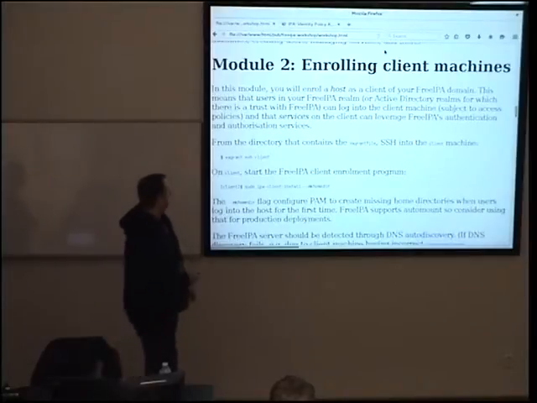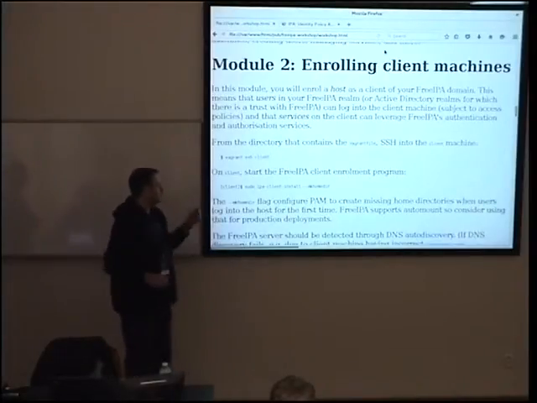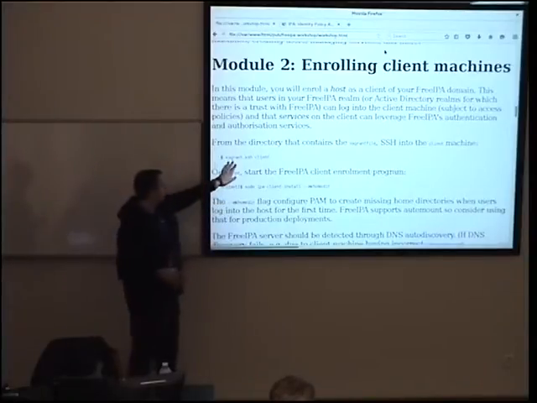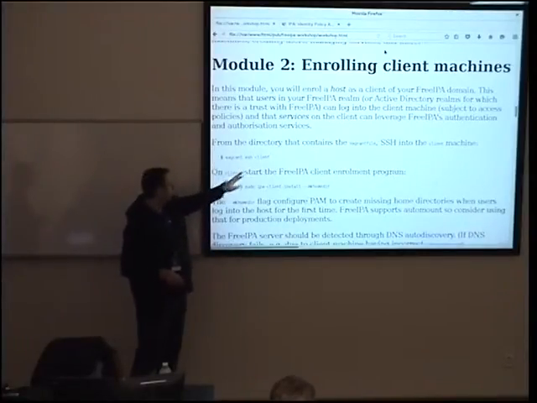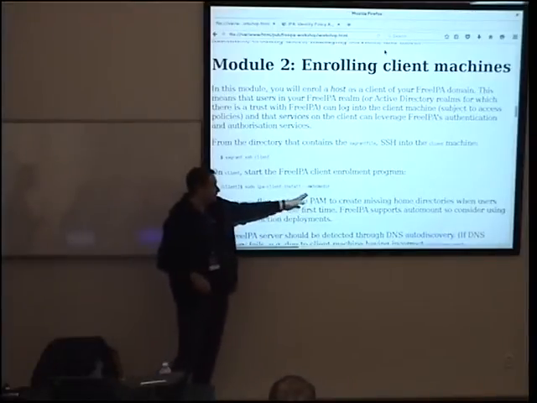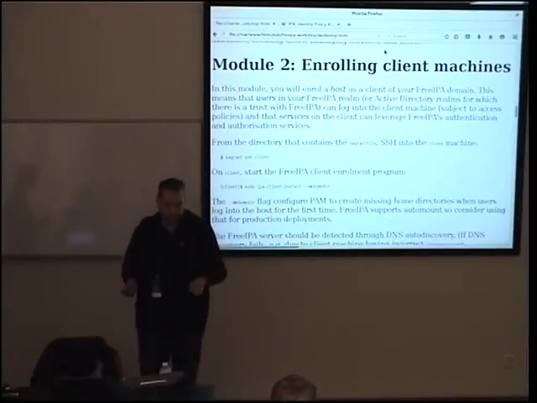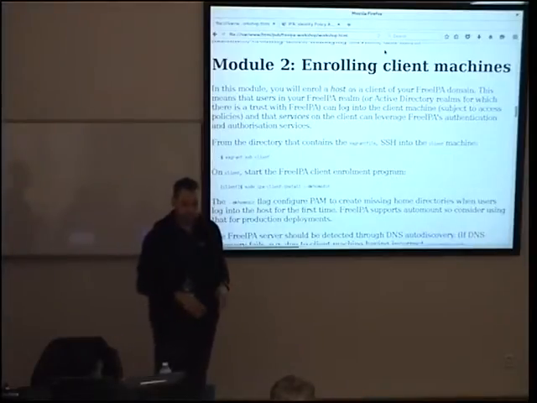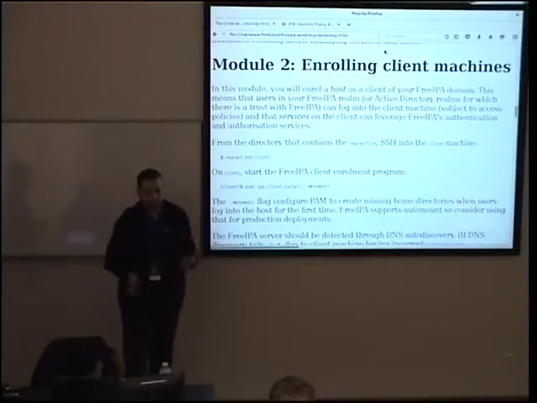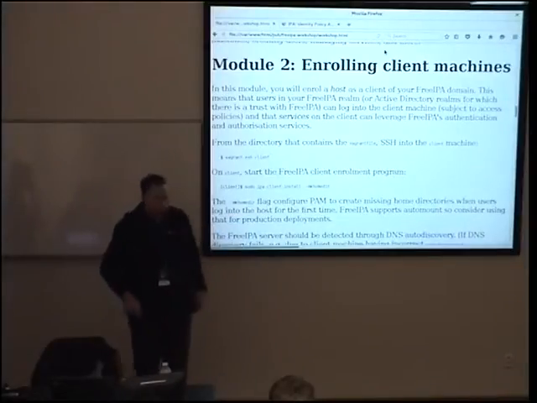And then in the second module, you are supposed to install the client machine, which is then enrolled into the FreeIPA domain. You can connect to the client again by running vagrant ssh client, and then execute the client installation program called ipa-client-install with the --mkhomedir option. It ensures that when somebody logs in who doesn't have a home directory available, the home directory is created on the fly automatically, without the need to do anything. That's the option.